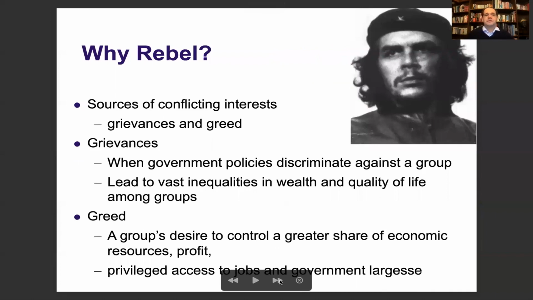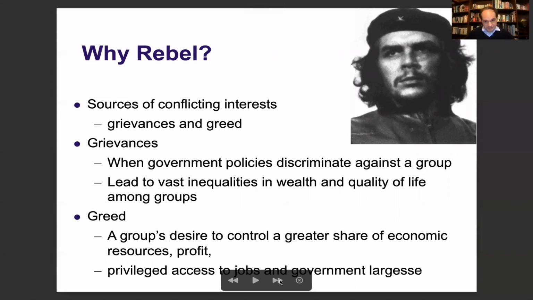One more question which we really should ask ourselves, and is really interesting, is why do we have these civil wars? What are the motives of these forms of conflicts? And very roughly, we can distinguish between two different forms. One is grievances, and the other is greed. So what do we mean with grievances?